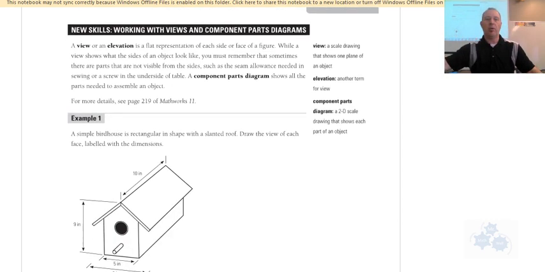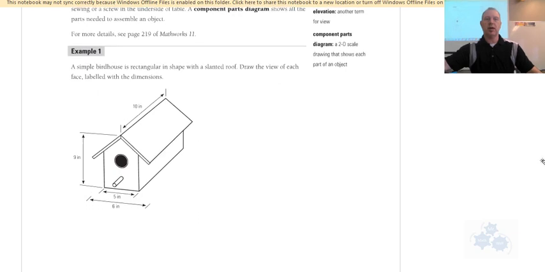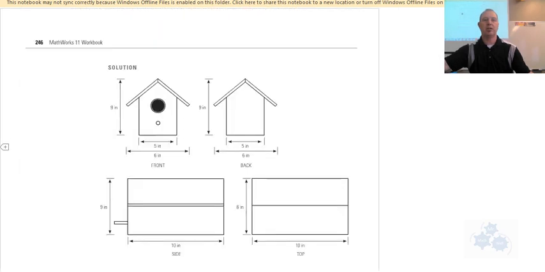And so example 1 tells us this: a simple birdhouse is a rectangular shape with a slanted roof, as in this picture here. Draw the view of each face labeled with the dimensions. Okay, so each face. So let's just see what they're talking about.